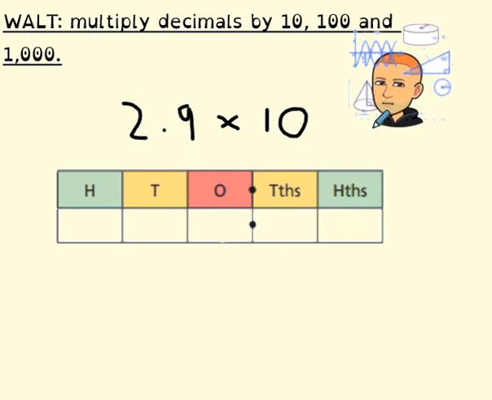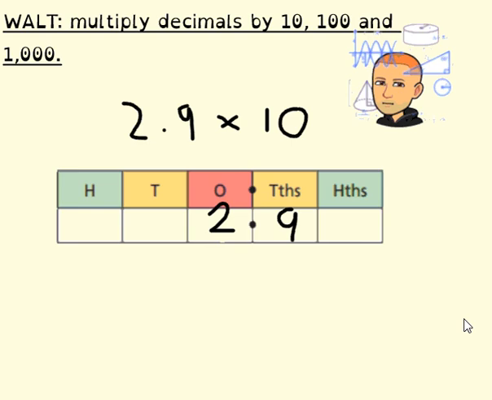2.9 times 10. Now, if I'm going to write that into my place value grid, which you'll see a few of today on your worksheet, I write it in like so. Remember, my decimal point always comes between my ones column and my tenths column. It doesn't ever move. You always write your digits around it. We learned that from our decimals work a few lessons ago.